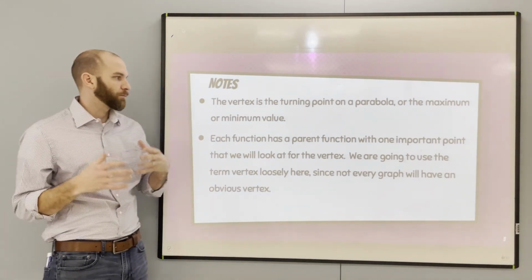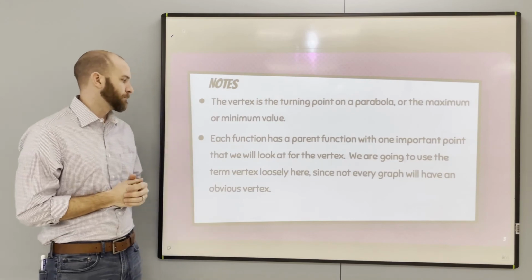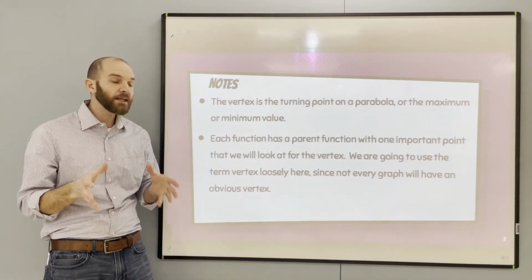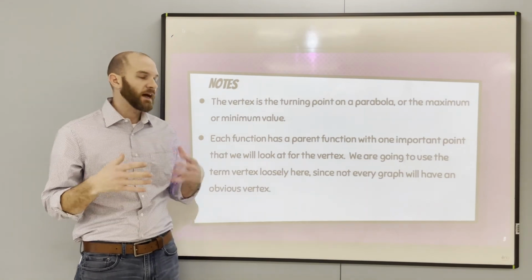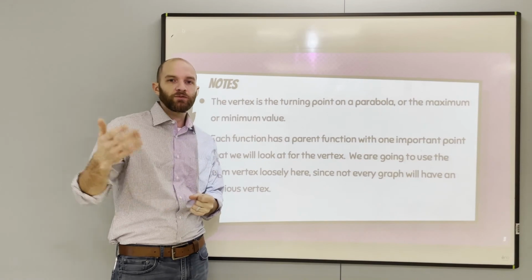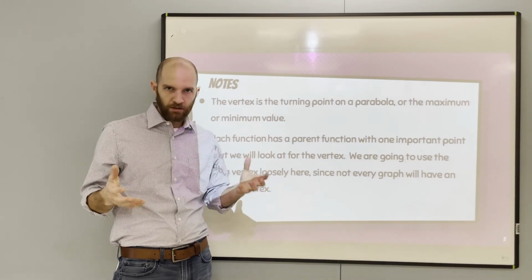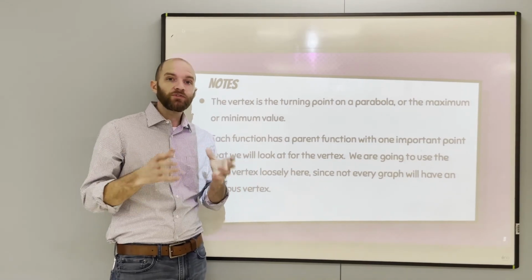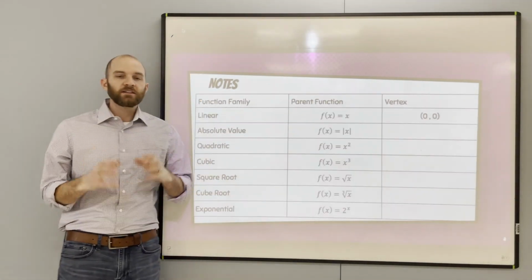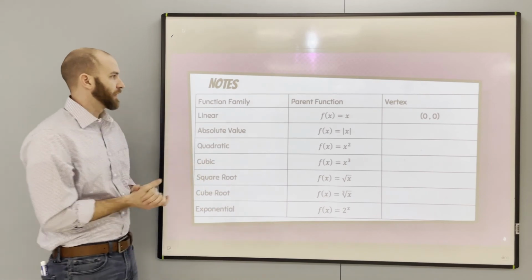Now each function has a parent function with one important point in it that we'll look at for the vertex. We're going to use the term vertex pretty loosely in this video, since not every graph has a true vertex. Our parabola will, but you'll see some functions where you'll say, well, that's not really a vertex, and you'd be right, but we'll still use that specific point in terms of our translations. Let's get out our note-taking guides and fill out this table together.